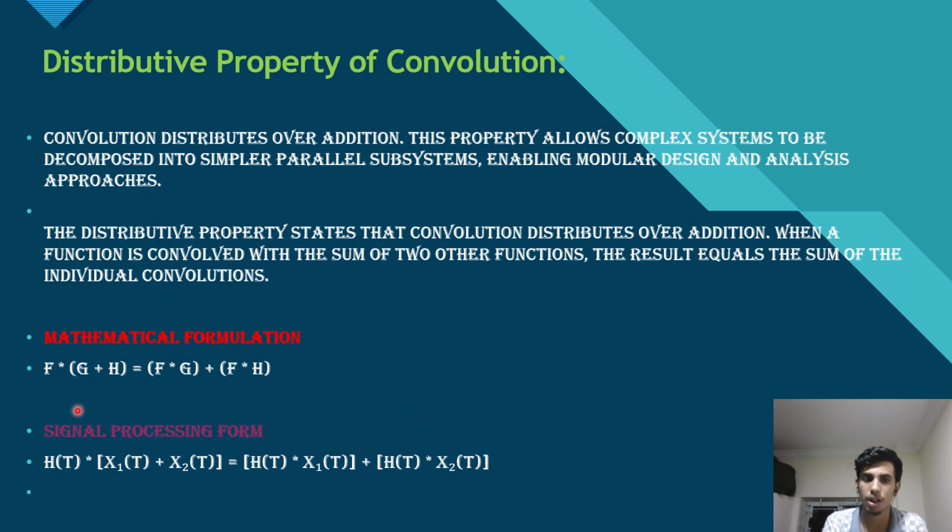Individual convolution. The signal processing form is h(t) * [x1(t) + x2(t)] = h(t) * x1(t) + h(t) * x2(t).